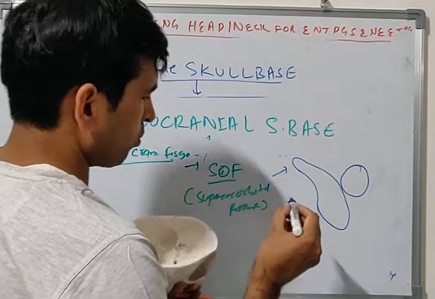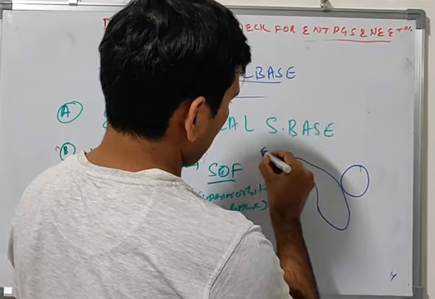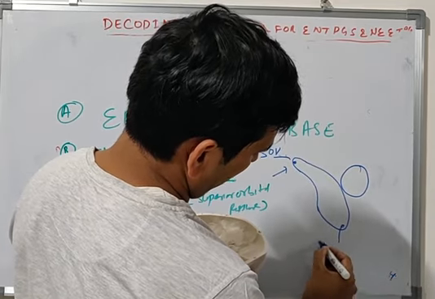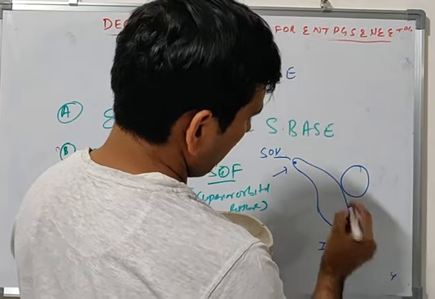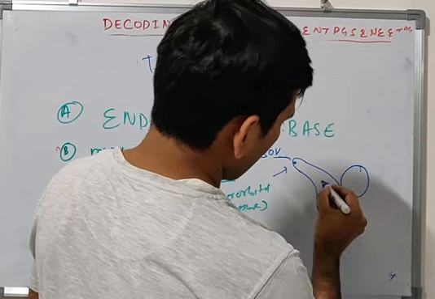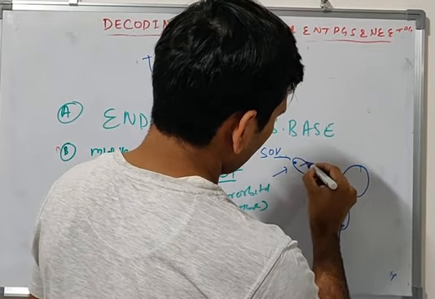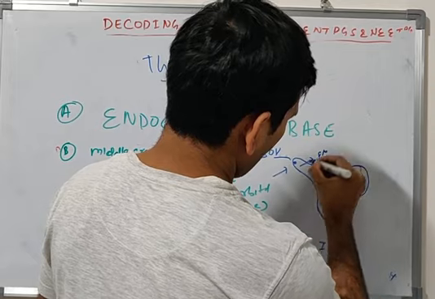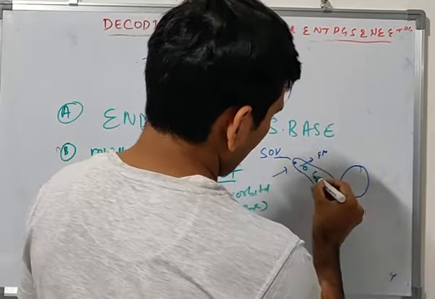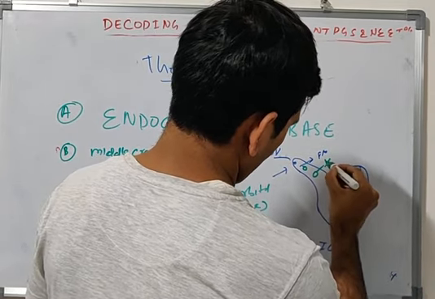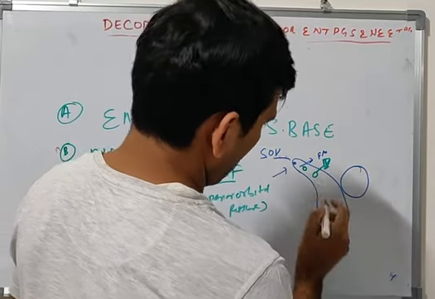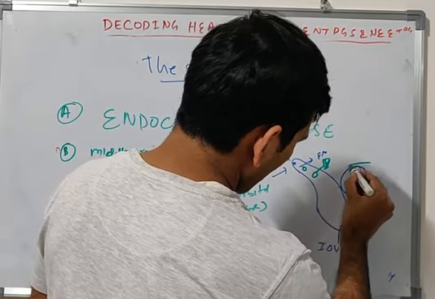Of the structures passing through this, the most superior is the superior ophthalmic vein. The most inferior and medial is the inferior ophthalmic vein. Okay, this is the whole of the superior orbital fissure. In between, you see the frontal nerve. I will draw this frontal nerve and the trochlear nerve, the fourth nerve.